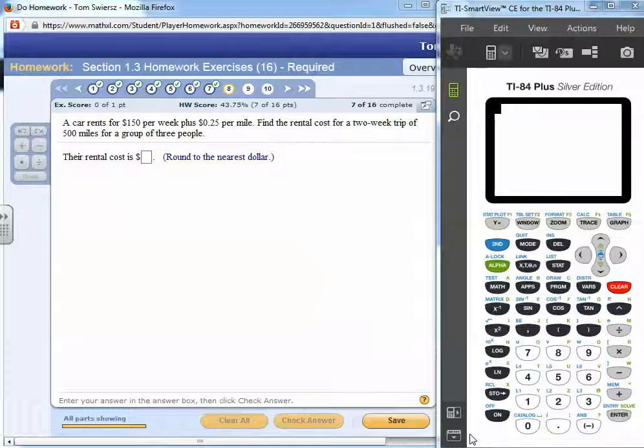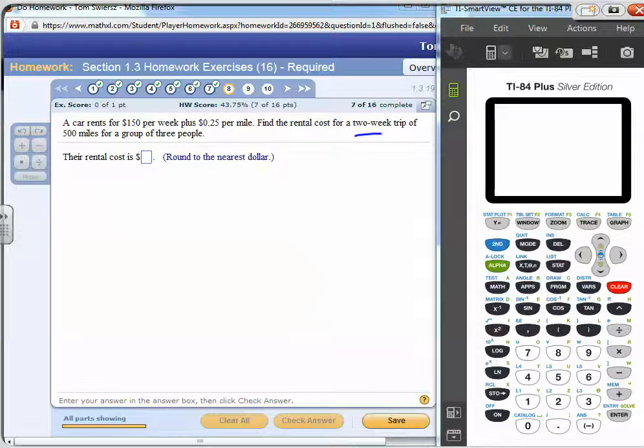Let's go ahead and solve homework exercise number 8 from section 1.3. A car rents for $150 per week plus 25 cents per mile. Find the rental cost for a 2-week trip of 500 miles for a group of 3 people. Okay, the group of 3 people, the number of people doesn't matter.